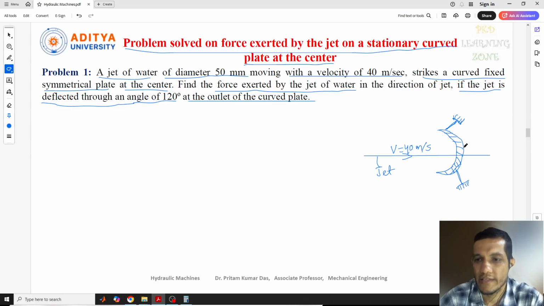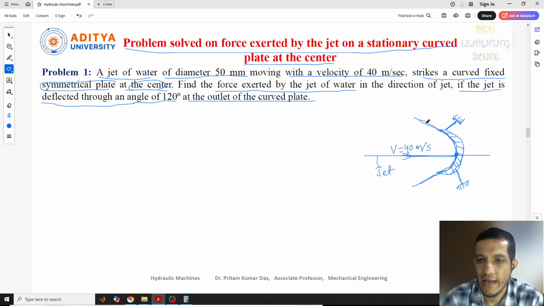Now the second thing given is that the jet is deflected through an angle of 120 degree. Normally we have seen this jet of water or liquid or fluid striking the curve plate at the center. Suppose this is the center point, and the plate is symmetrical, as given in the question, and the jet strikes the plate at the center. Now if it strikes at the center, then the water will exit from this plate like this, and at the other side also it will exit like this.